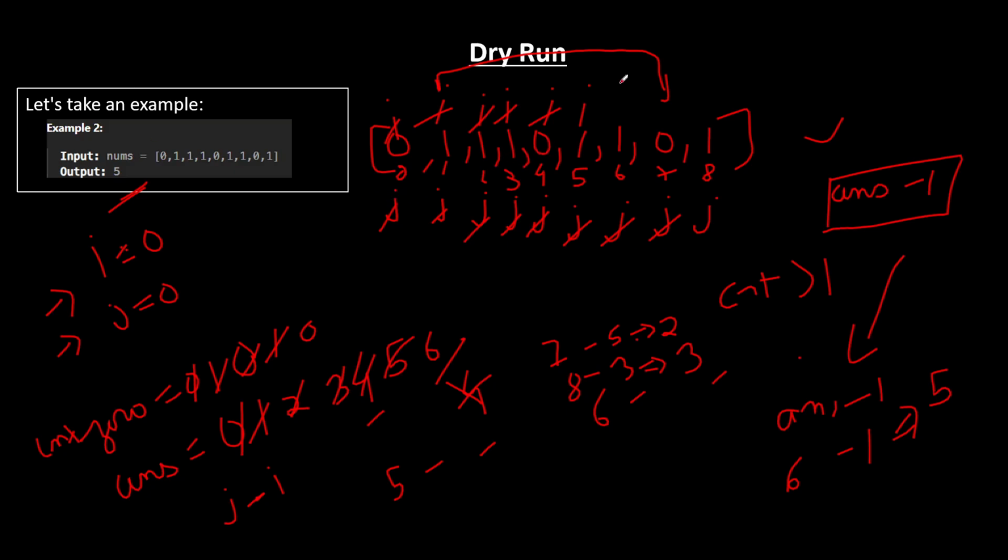Even if the dry run would have been like 1, 1, 1, 1, with I here and j there, what would the length have been? 4 minus 0 gives me 4, right? But the answer would have been 4 minus 1, which is 3, because you have to remove at least one element from it. So I hope you understood this diagram. Now let's move to the next slide.